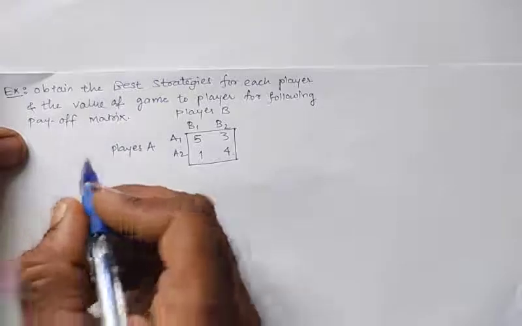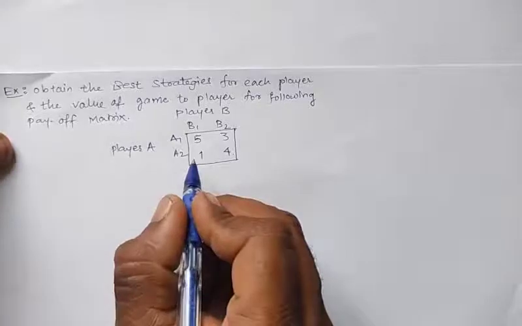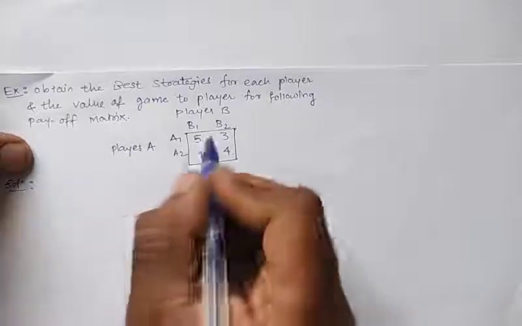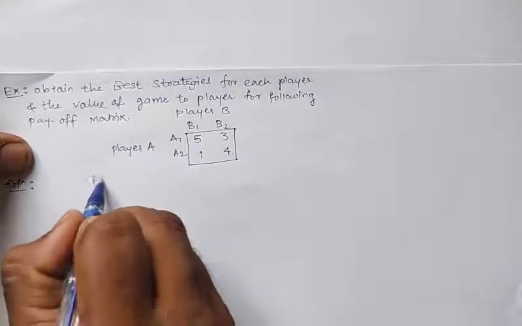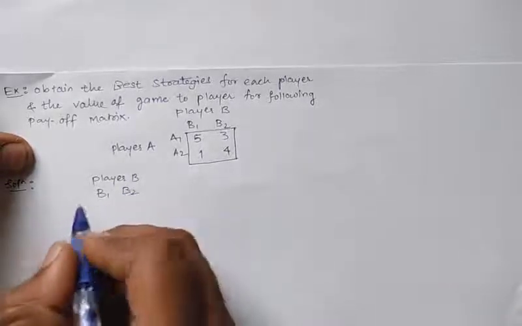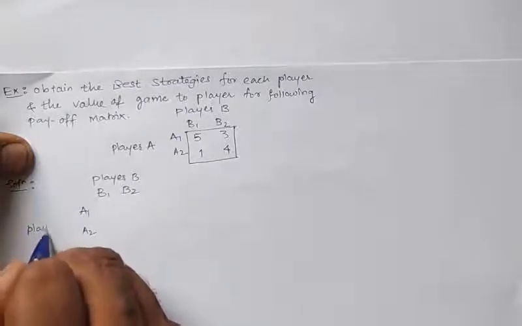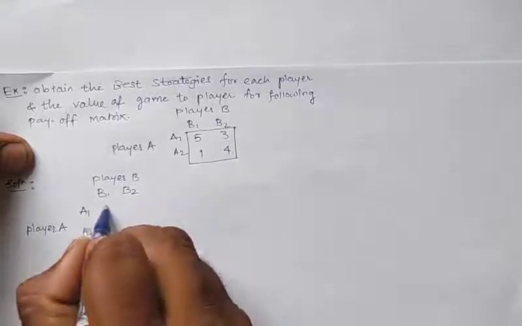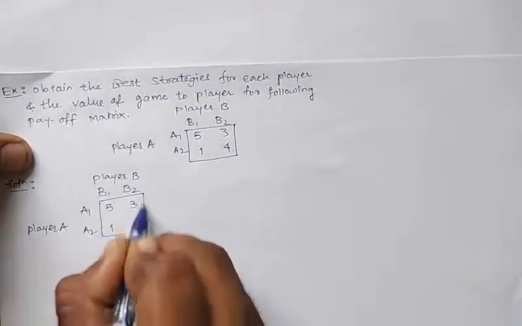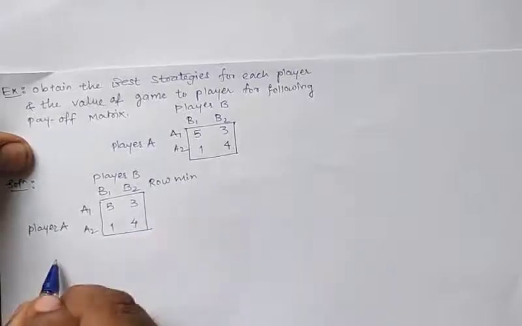This is a method for solving games with no saddle point. First check whether the given matrix has a saddle point or not. First find the saddle point. Player B has strategies B1, B2 and player A has strategies A1, A2. We have 5, 3, 1, 4. Now find the row minimum and column maximum.